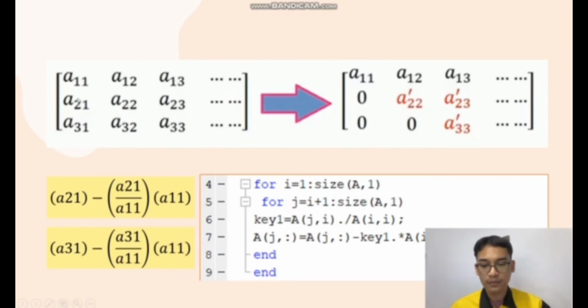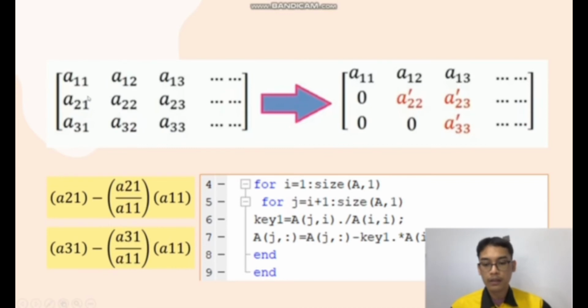From the matrix form, we can conclude that for A21, 2 is J and 1 is I, and for A31, 3 is J and 1 is I. So that's why we use J and I, because there is a looping for all of the rows for our Gauss elimination method. Now, our formula that we use to find the new value for each A21, and actually we can write A21 as AJ1.